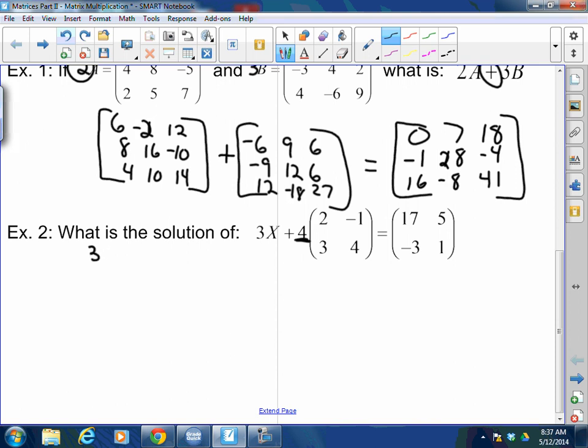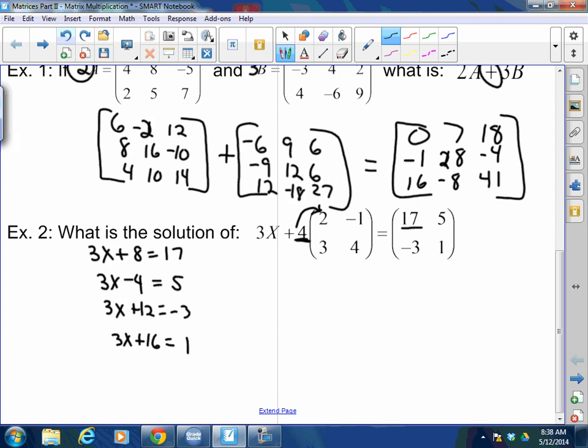I'm going to have 3x plus 8 equals 17. I'm going to have 3x minus 4 equals 5. I'm going to have 3x plus 12 equals negative 3. And I'm going to have 3x plus 16 equals 1. So all I did was multiply this 4 to each element, and then I set it equal to the appropriate element. Does that make sense?